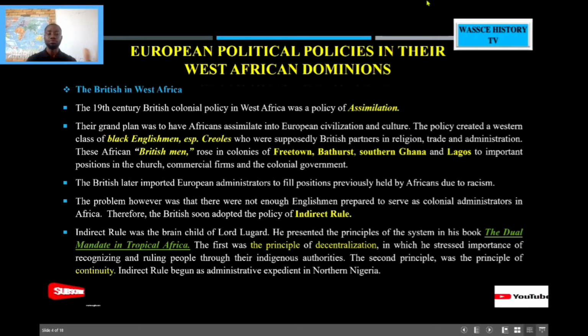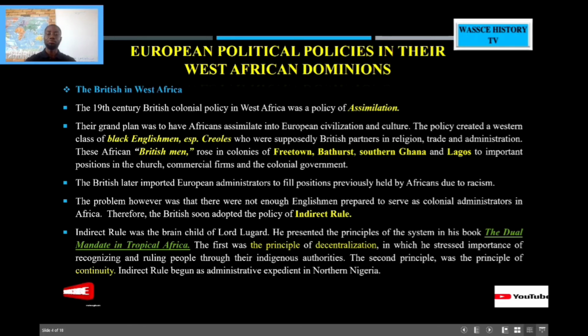So indirect rule was the brainchild of Lord Lugard, and Lord Lugard was actually a governor in Nigeria, and he presented the principles of this indirect rule in his book known as the Dual Mandate in Tropical Africa. And he advocated that the first principle of indirect rule was to decentralize the system, which means that it sought to stress importance on recognizing and ruling the people through their indigenous authority. So let's decentralize the whole process. Let's bring power down to the people. So we rule them through their chiefs.